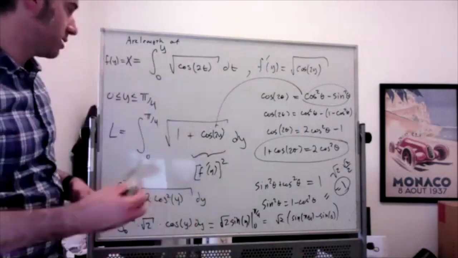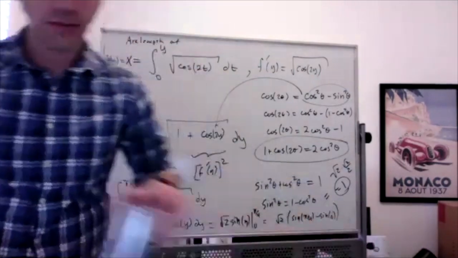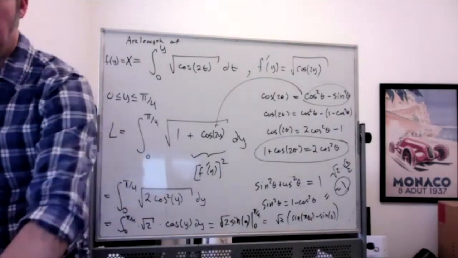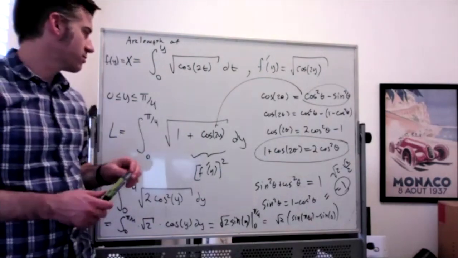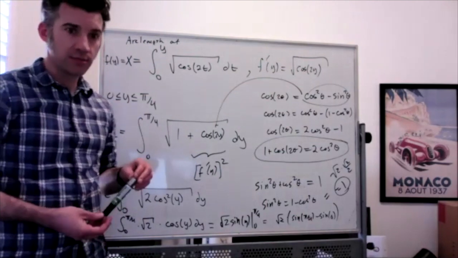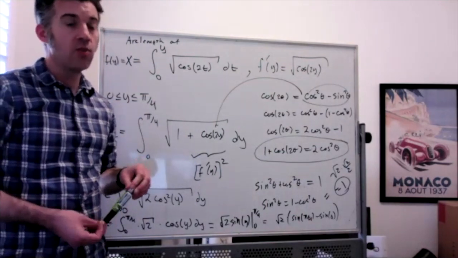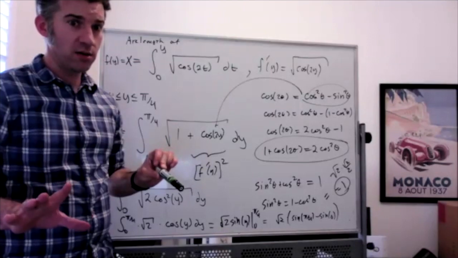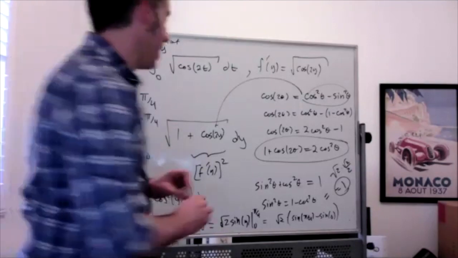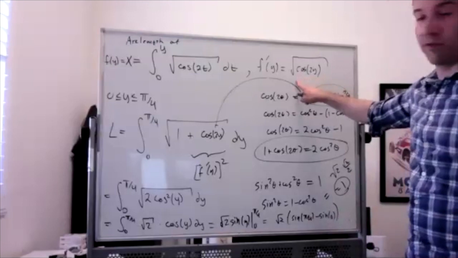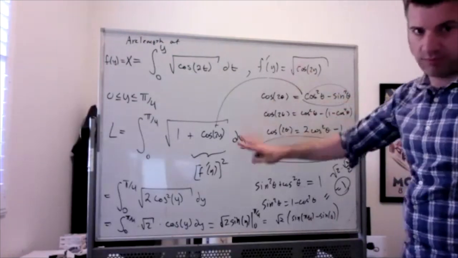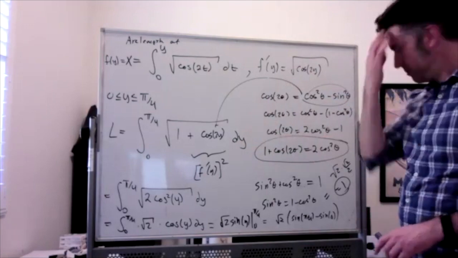James, yes. I have a good question. So when we have L equals the integral from 0 to pi over 4 of the square root of 1 plus cosine 2y dy, and when we square that, what would that be? Wouldn't it be just our f prime of y? So f prime of y was the square root of cosine of 2y. Oh yeah, since we squared it, makes sense.